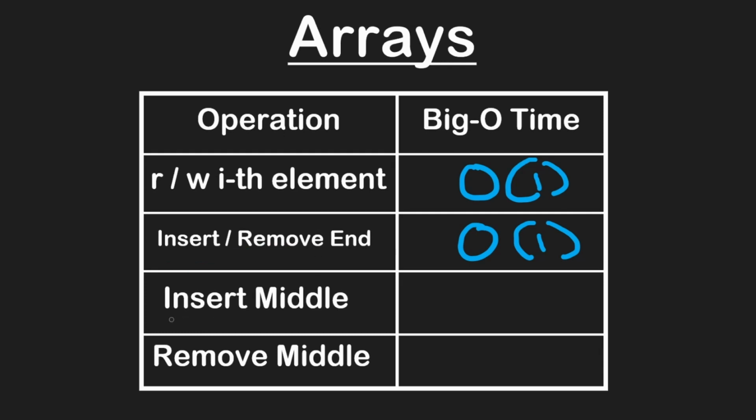Now, inserting into the middle of an array in the worst case is going to be big O of n. For an empty array, to insert in the middle would be very efficient. It would be big O of 1. But we know we're talking about the worst case. That's what big O refers to. To insert in the middle would be big O of n. We might have to shift every value in the array. The same thing for removing in the middle. We might have to shift every value in the array.